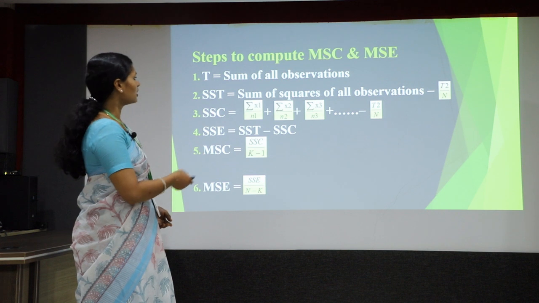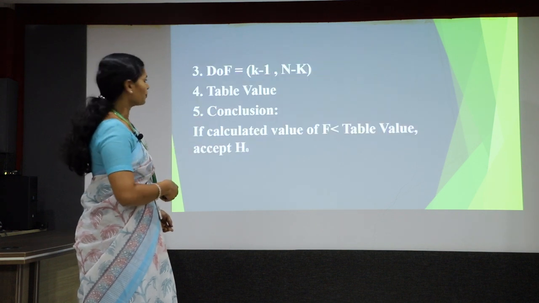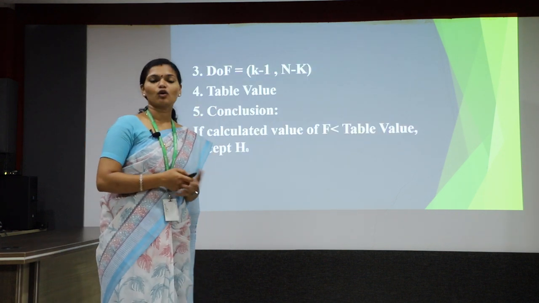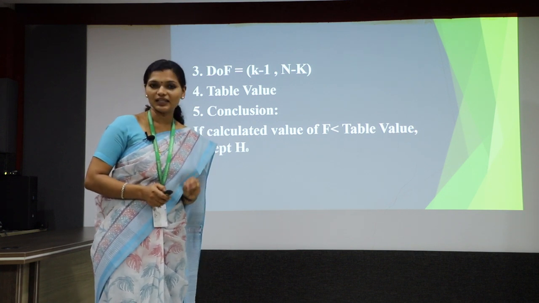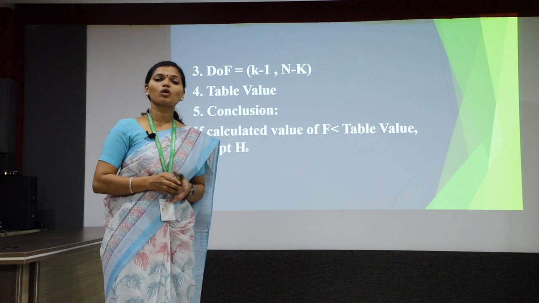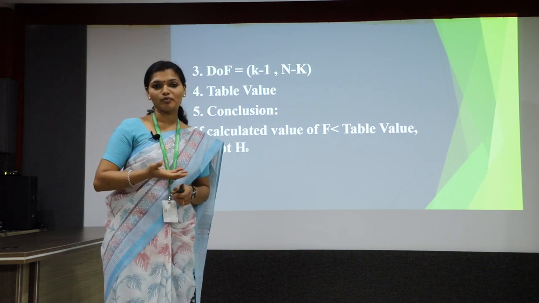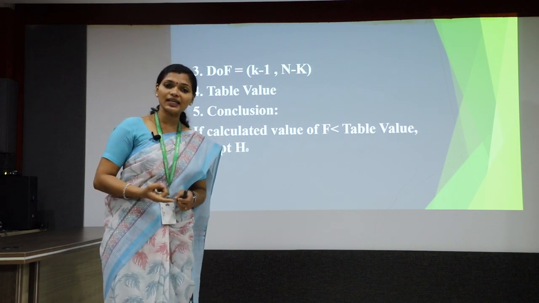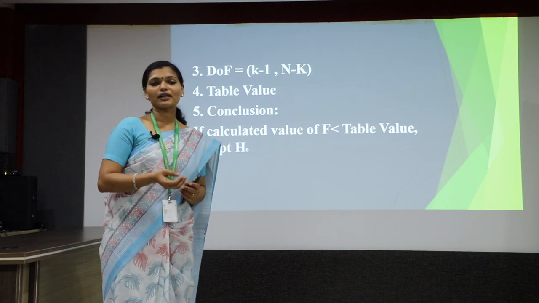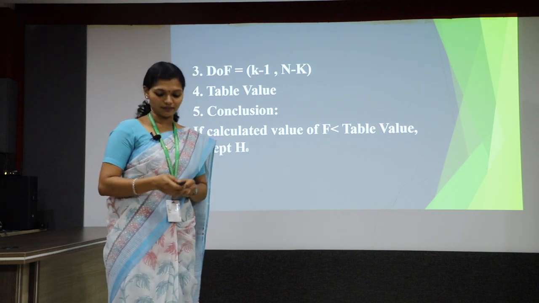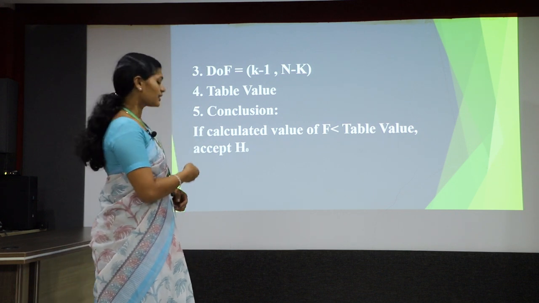Once we have them, we can put them in the F ratio. The F ratio for the one-way ANOVA test is MSC divided by MSE. Also remember, in the F test we always put the greater number in the numerator. So after finding MSC and MSE, you have to compare both, and the number which is greater in magnitude will be in the numerator. Then next is degrees of freedom.